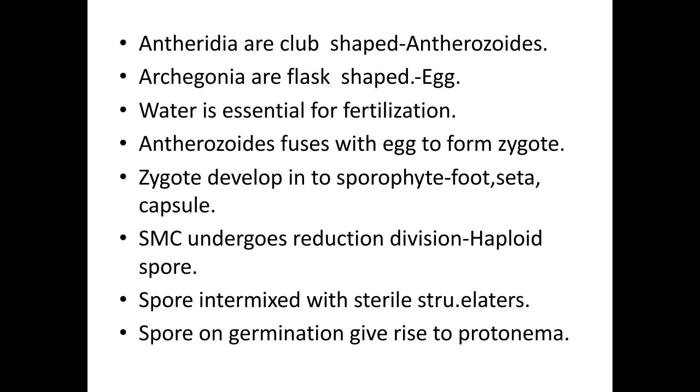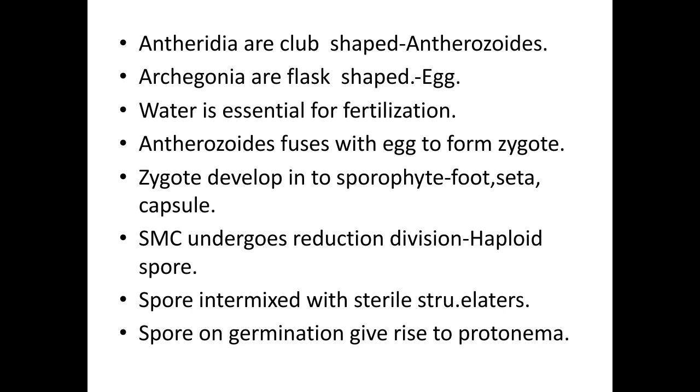Now the spore mother cell undergoes reduction division. Then it forms haploid spores. That is the reduction division. Then the spores are intermixed with a sterile structure known as elaters. These elaters are useful for dehiscence and dispersal of spores.